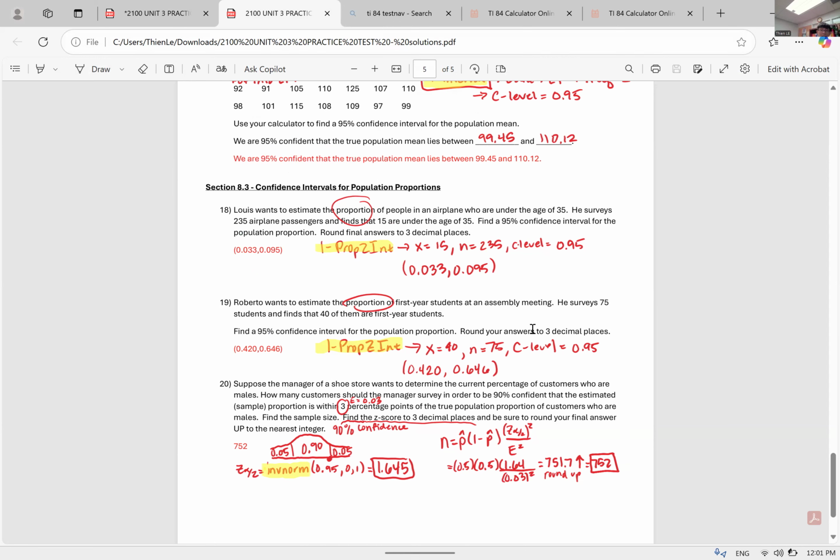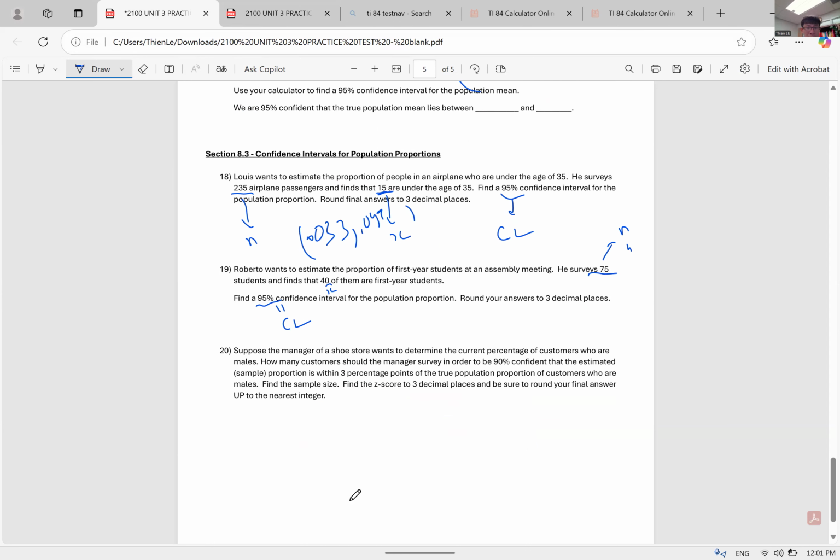So the last question is about the sample size problem, okay? Suppose a manager of a shoe store wants to determine the current percentage of customers who are males. How many customers should the manager survey in order to be 90% confident that the estimated sample proportion is within three percentage points of the true population proportion of customers who are males? Find the sample size, rounding up to the nearest integer. So this is just some additional instruction, but whatever, I think let's just keep 3 decimals for all cases.